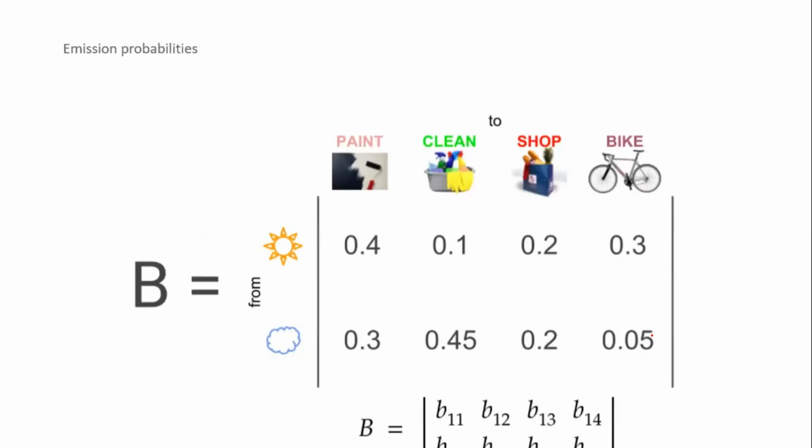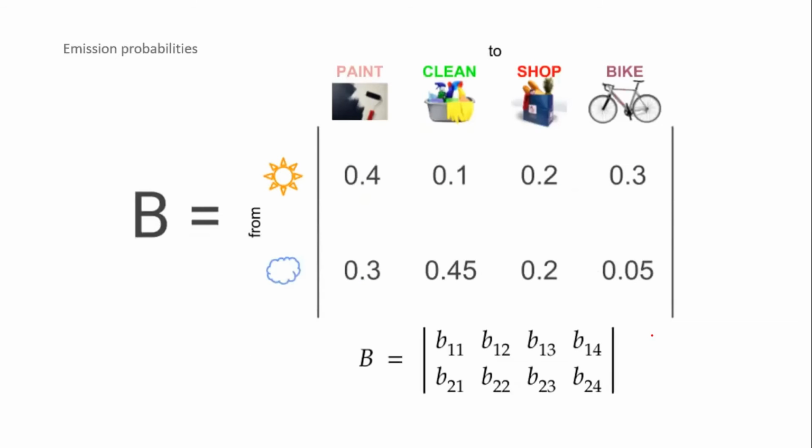In the same way, you can find out emission probabilities also. The chances for performing a painting activity on a sunny day is 0.4. Chances for cleaning on a sunny day is 0.1. Performing shopping activity is 0.2 on a sunny day. And biking or riding on a sunny day is 0.3. Similarly, we can calculate values for a rainy day based on the example.